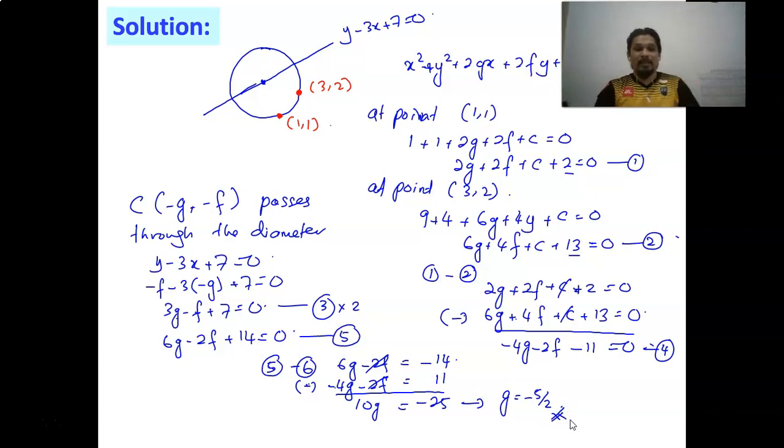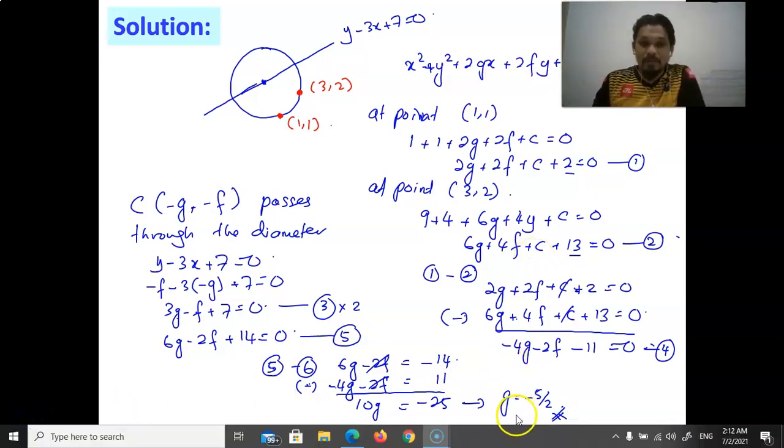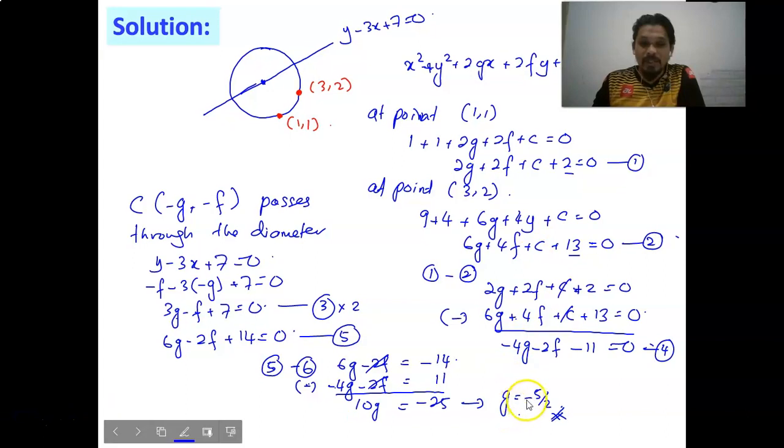Okay. And what's next? We got the first variable here, which is g equal to negative 5 over 2. So you may substitute this value of g into equation 5 here, because the only variables are g and f. So we substitute the value of g here, then we can find out the value of f. Once you get the value of g and f, you may substitute into equation 1 or equation 2. It's all up to you, because we need to find out what is the value of c.